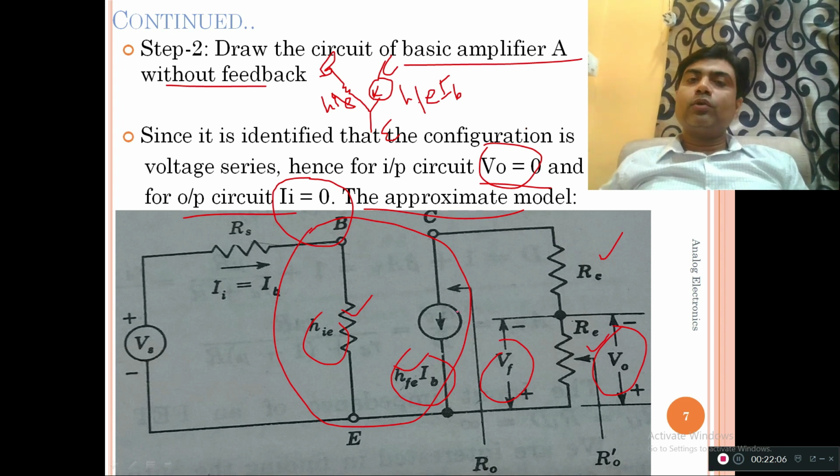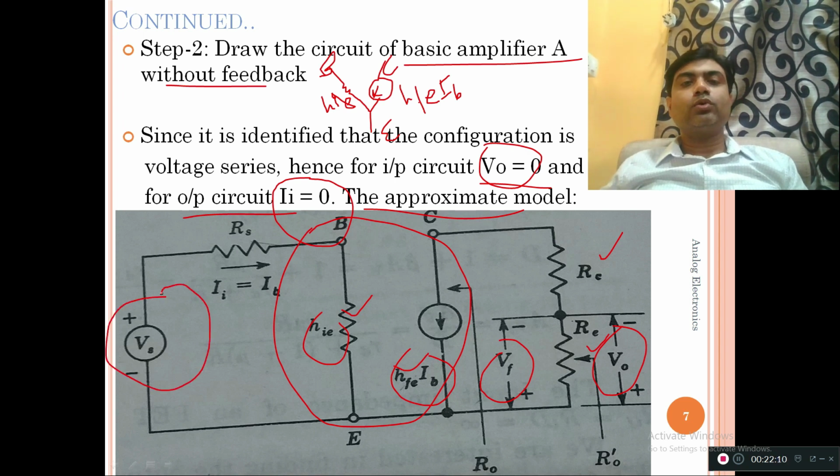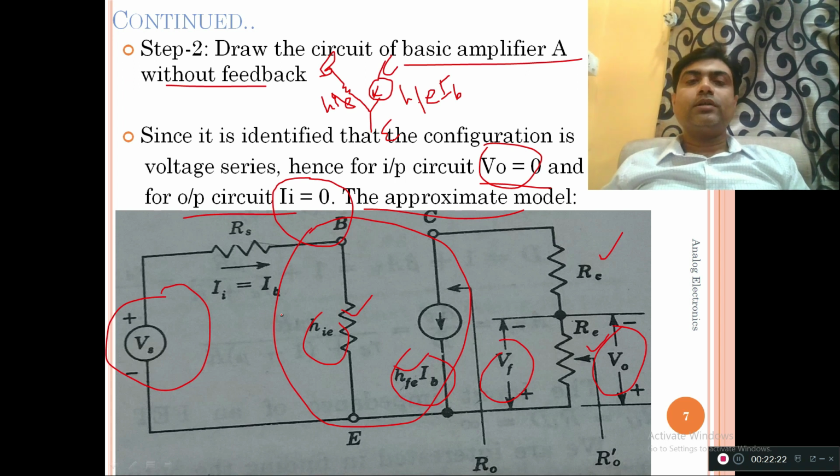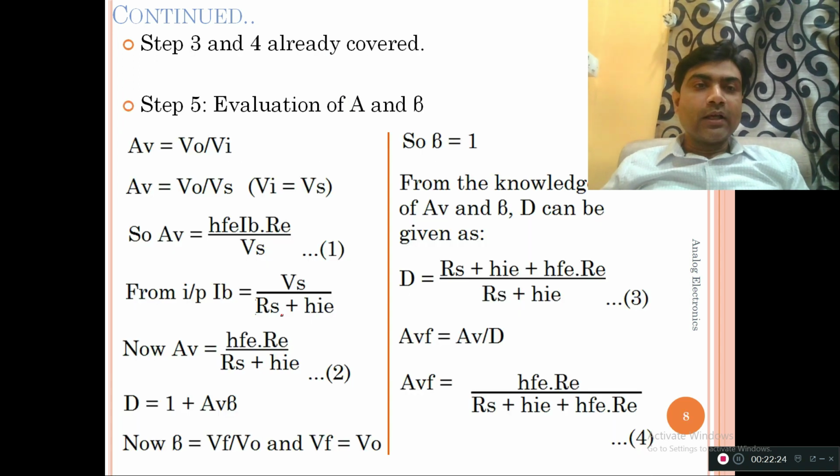Step number 3 and 4 is already covered because we have used the Thevenin source, that is the VS, and we are going to analyze the steps. We are going to analyze the gain A and beta after drawing this particular network. So here step 3 and 4 are already covered in the previous step, and step 5 is nothing but evaluation of A and beta.